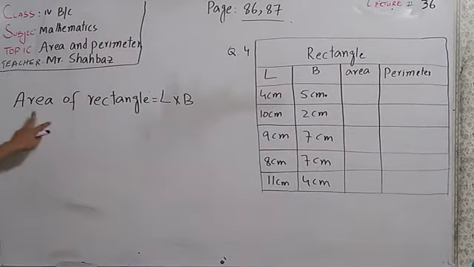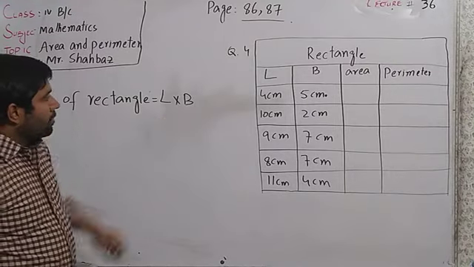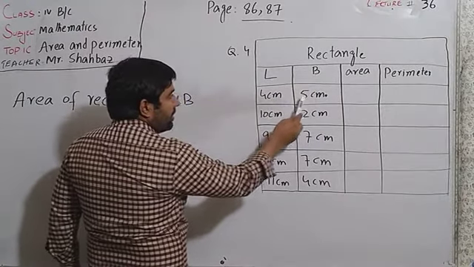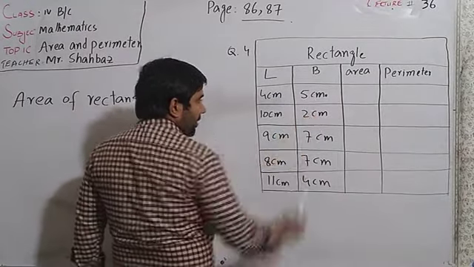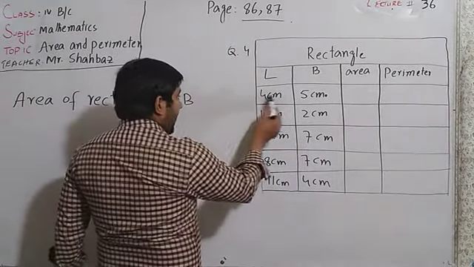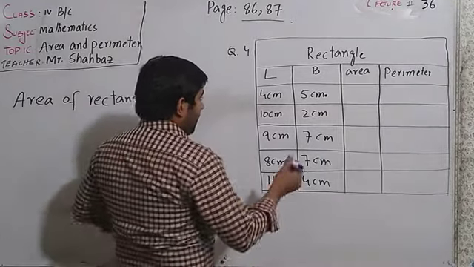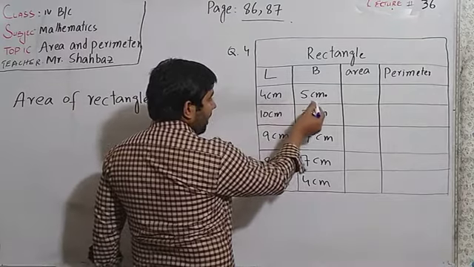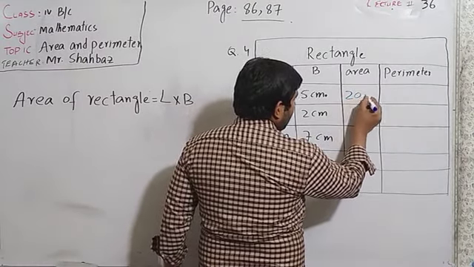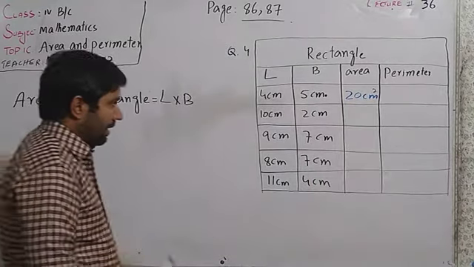As I told you, area of rectangle is equal to length multiplied by breadth. So you have to multiply length with breadth. This is 4 cm multiplied by 5 cm. What will be the answer? 4 centimeter multiplied by 5 centimeter will be 20 centimeter square. This is the area of the rectangle.